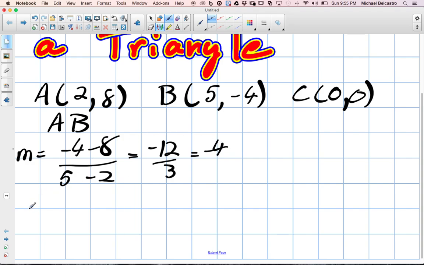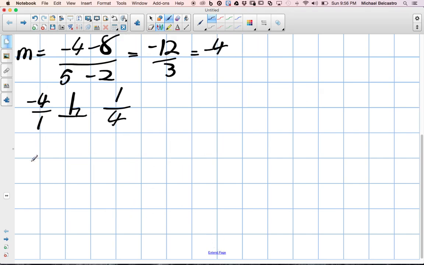Now, we need it to be perpendicular to that. So negative 4 as a fraction is negative 4 over 1. And we need something that is perpendicular to that. So it's a negative reciprocal. So it's going to be a positive value, and it's going to be 1 over 4. So what that means now is our line of our altitude is going to be written as y equals 1 over 4x plus b. We just don't know what the b is.